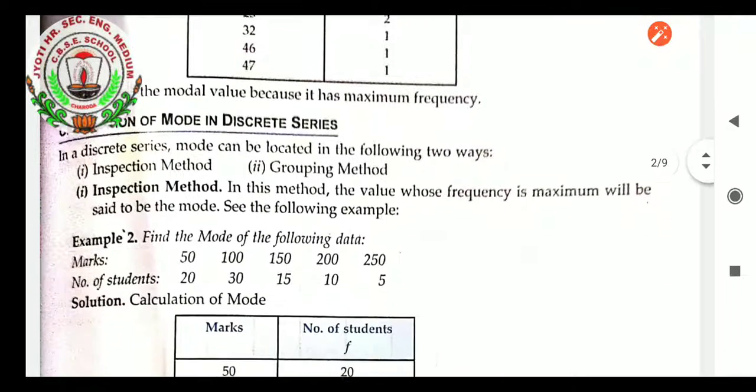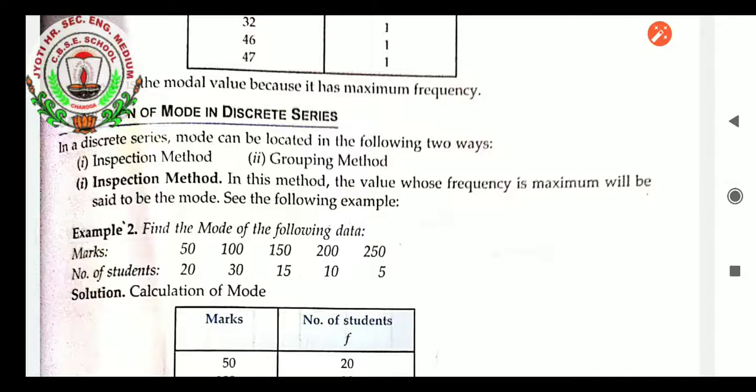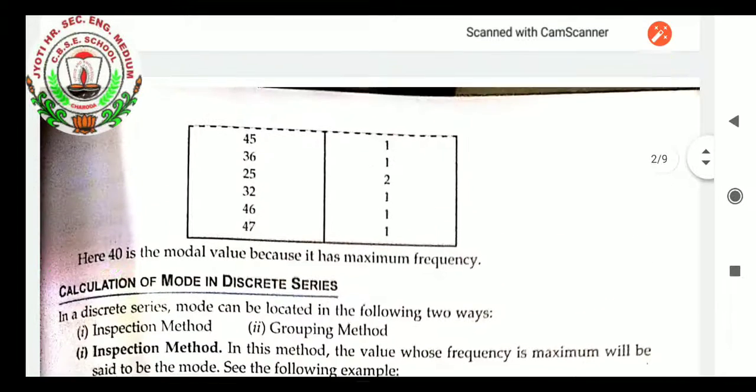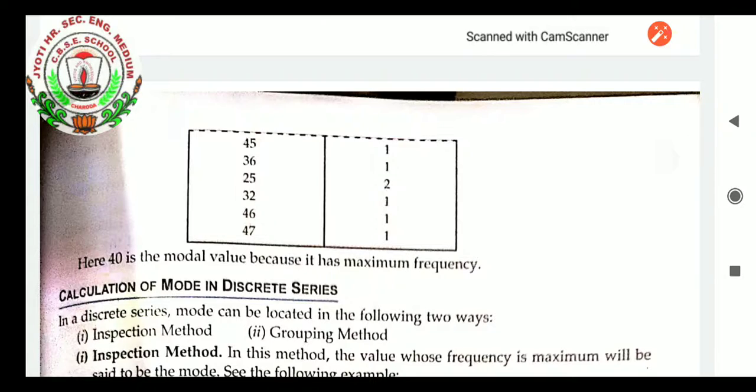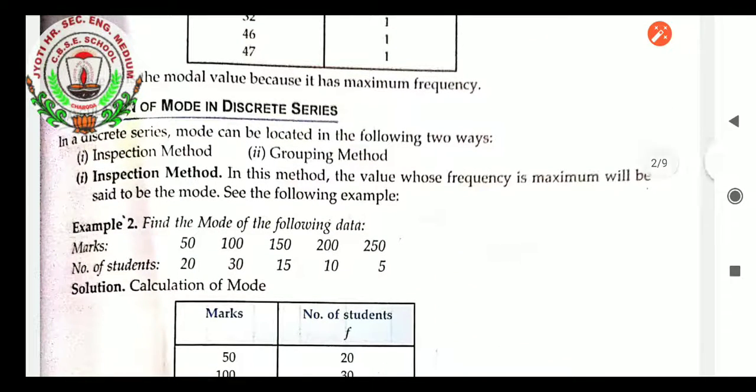Let us see the discrete series. Mode can be located in the following 2 ways. Here 2 ways can be utilized out of the 4. One is inspection, that is the observation method, and the second is the grouping method. In the inspection method, the value whose frequency is maximum is said to be the mode, as we did. In the individual series frequency was not there. We write the frequency and the most frequent value is considered as mode. So here we will do the same.